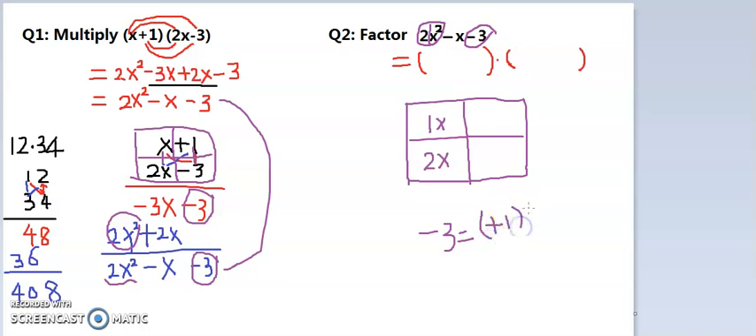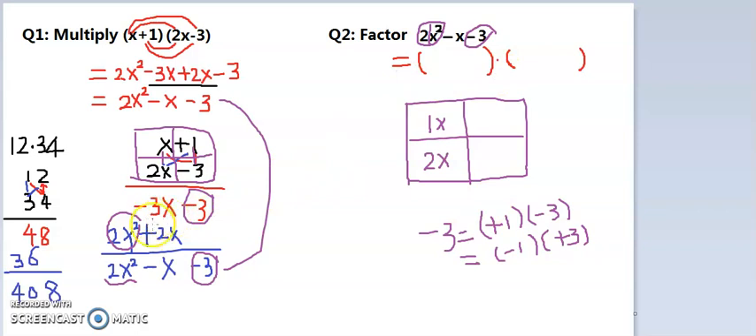But there is also another possibility. We can also do -1 times positive 3. That will also give us -3. So which one is the correct one? We don't know. And when we put the numbers, there are also 2 possibilities. We could put 1 on the top, 3 on the bottom, or we could have put 3 on the top, 1 on the bottom. So there are so many possibilities. Which one would be the correct one? We don't know. So we have to try.